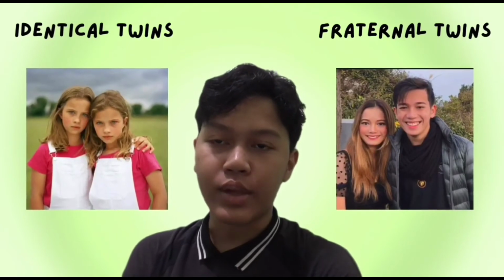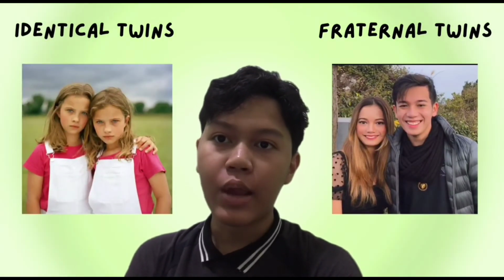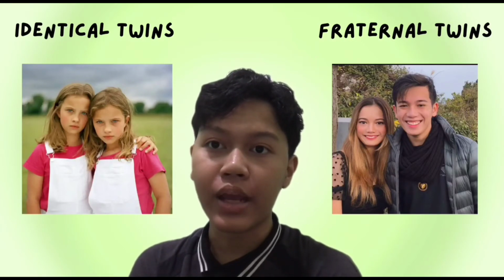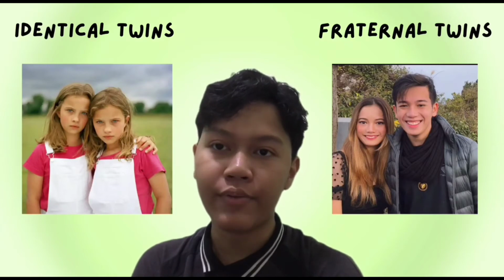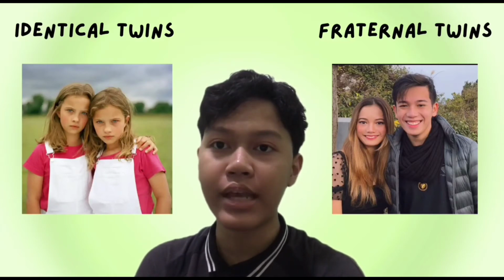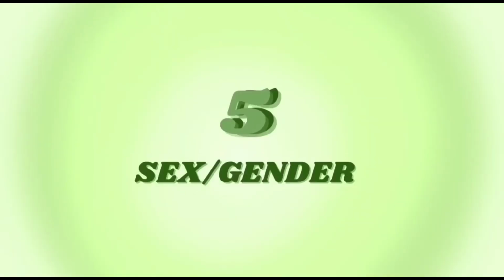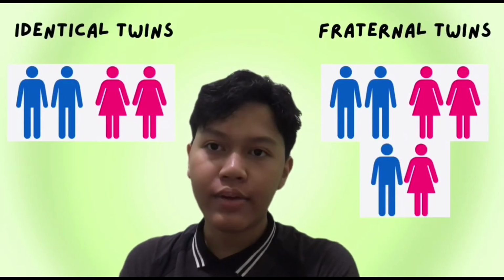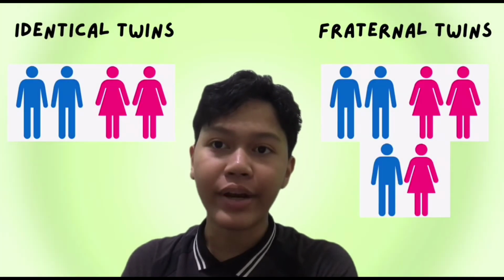Since the identical twins have the same zygote, they will have the same genetic makeup and the same appearance. While in fraternal twins, the genetic makeup and the appearance will be different since they have different zygotes. The sex in the identical twins will be the same, while in the fraternal twins will be the same or different.